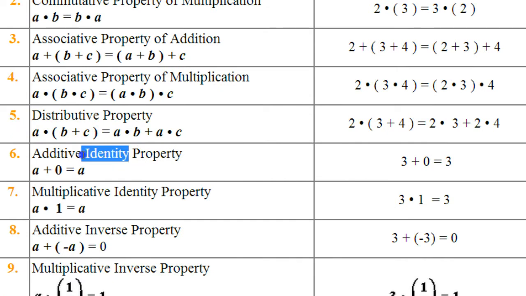Additive identity property. Whenever you see the word identity, it means you're getting the same thing you started with. So when we're adding, what number do we add to get the same thing? Well, we add 0. Multiplicative identity: once again, identity, what are you multiplying by to get the same thing? You're going to multiply by 1, and that's how we got 3 times 1.